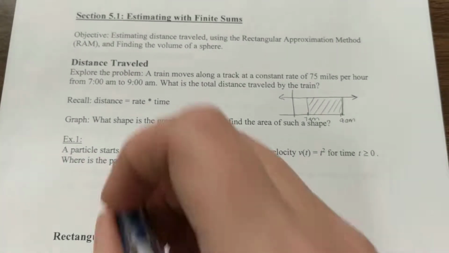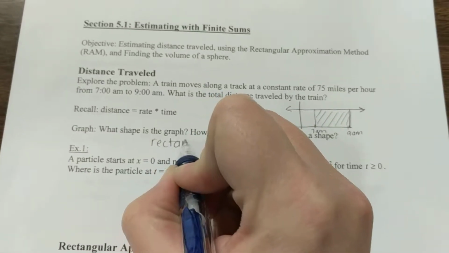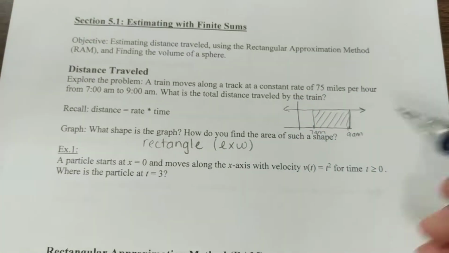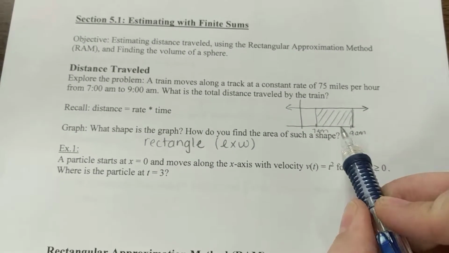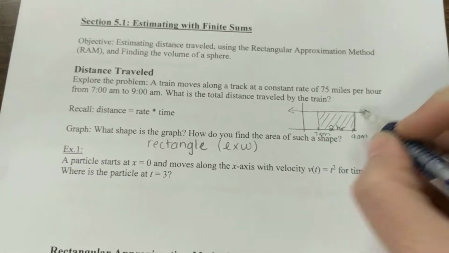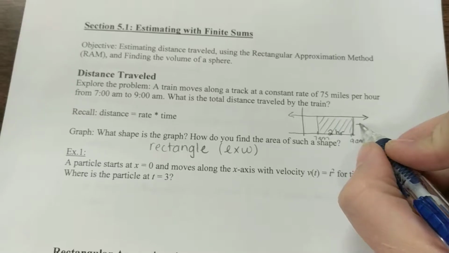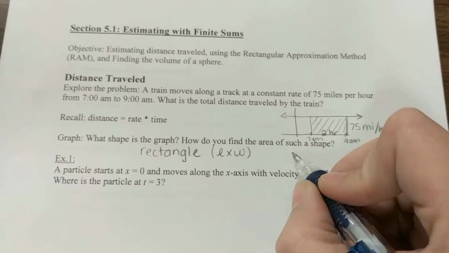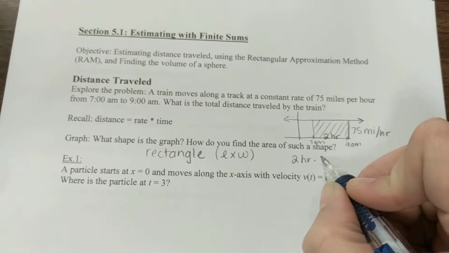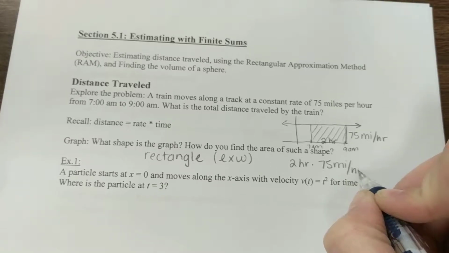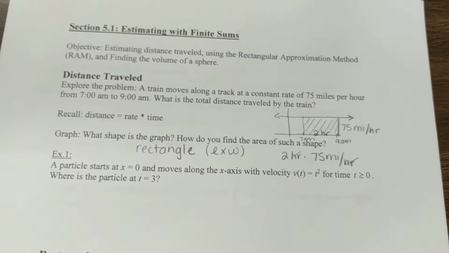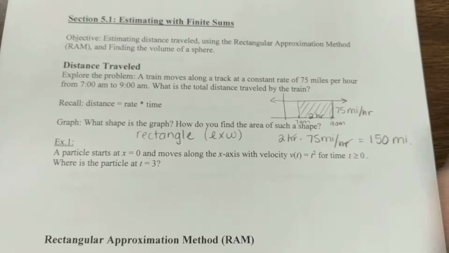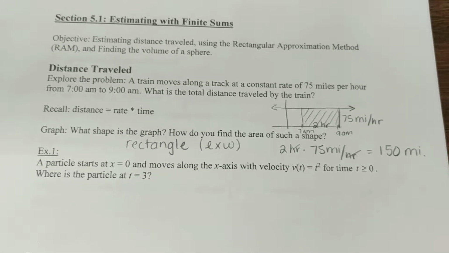The shape of that graph is obviously a rectangle. And so to find the area of a rectangle, we're going to do length times width. So in this case, the length of the rectangle was 2 hours. And the height of this rectangle was 75 miles per hour. So when we multiply these two things, 2 hours times 75 miles per hour, obviously the hours are going to cancel out, and 2 times 75 says that the train is going to travel 150 miles.